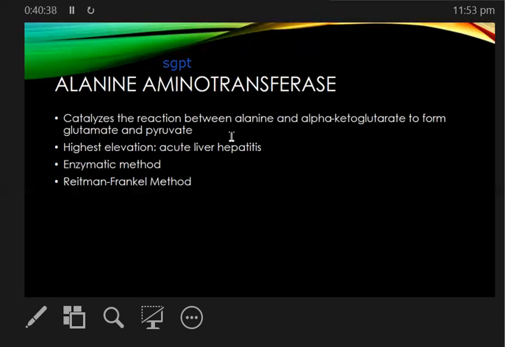Basically, there are two methods that are utilized in the laboratory. Let me mention Frankel, because this has been asked in the board exam. So the enzymatic method for your alanine aminotransferase. If we have Carmen for AST, then we have Walker.